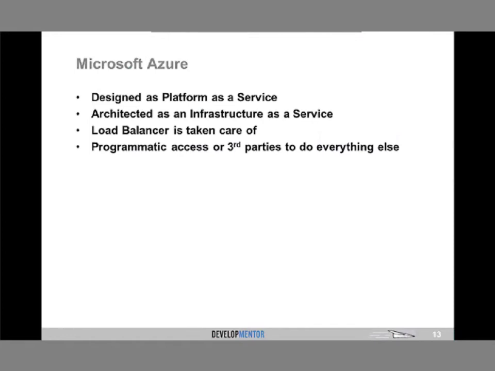Microsoft Azure was designed as a platform as a service, but it was architected as an infrastructure as a service. In an infrastructure as a service, you're basically doing everything yourself. Because it was designed as a platform as a service, the load balancer is taken care of automatically, but you basically have to rely on programmatic access or third parties to do everything else.